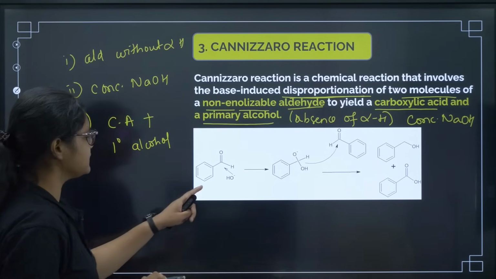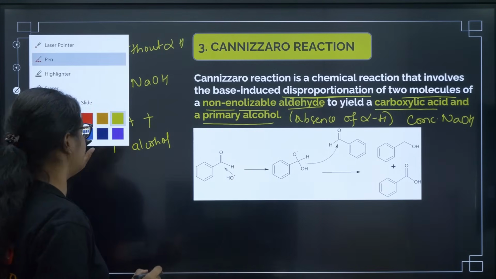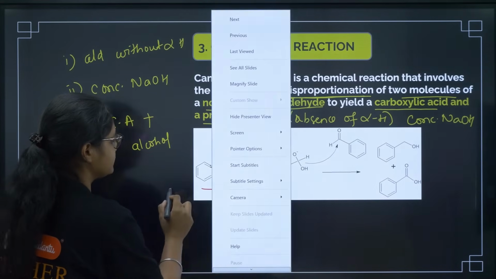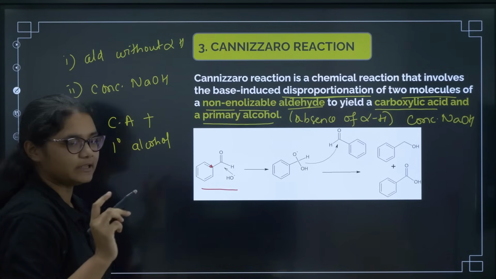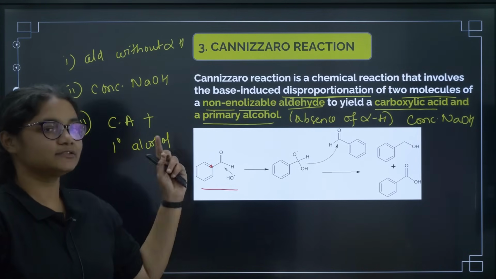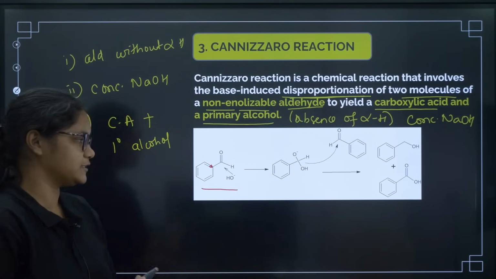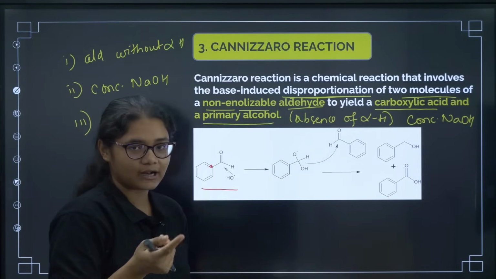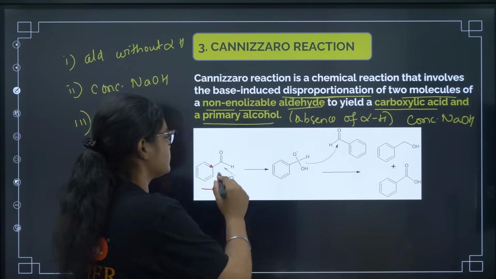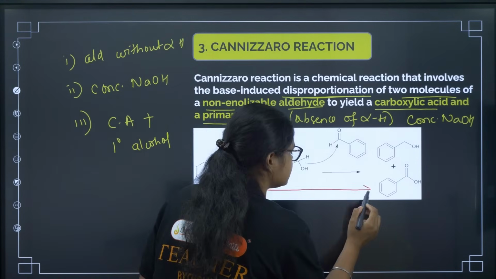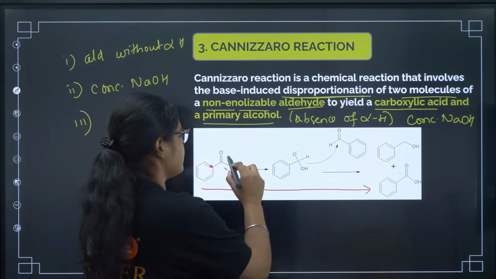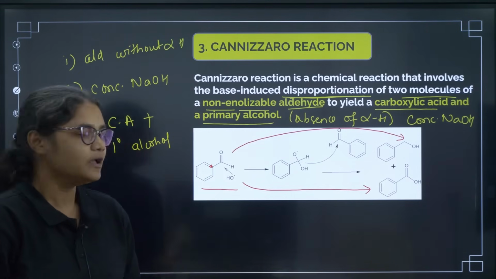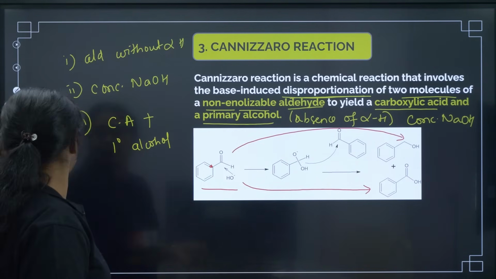Okay, now you can see this example here. We have taken benzaldehyde, right? This is benzaldehyde. Sorry, this carbon is alpha carbon. Here there is no alpha hydrogen. So this compound can undergo Cannizzaro reaction. Now one compound is your oxidized product, another will be a reduced product. So this one will be getting converted to acid, that is oxidized product. This one will be getting converted to alcohol, that is your reduced product, right? So this is also a very important name reaction.